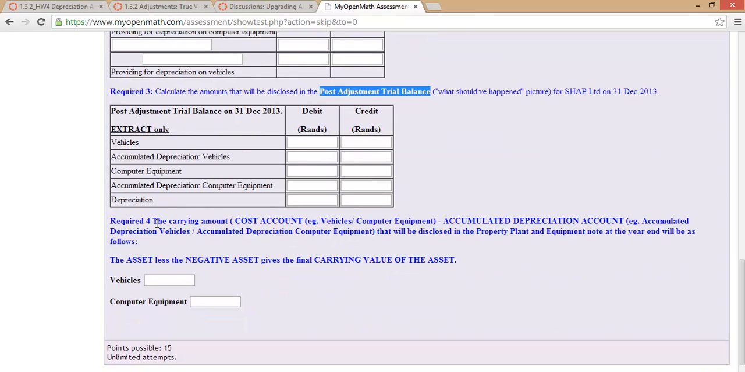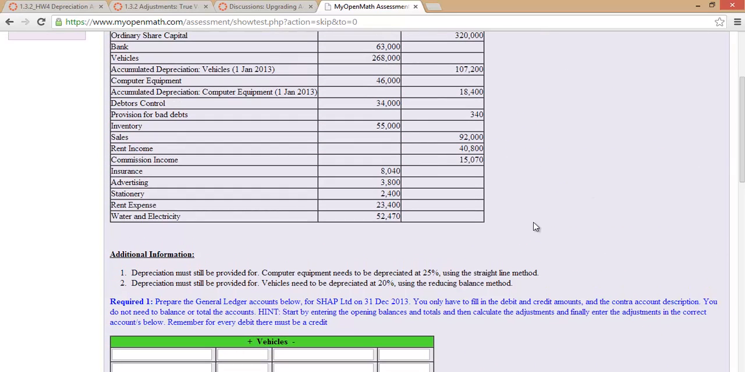And lastly, just some information for the financial statements. Requirement 4, the amount that will be disclosed in the property, plant and equipment note. So those are my 4 requirements. We're going to start with the first one. It says start by entering the opening balances and the totals and then calculate the adjustments.